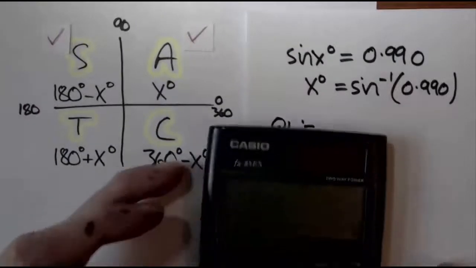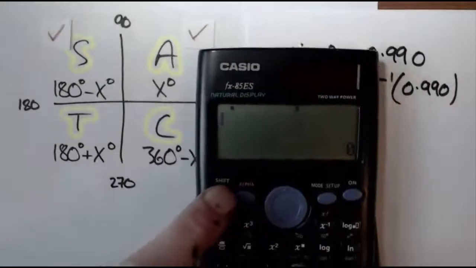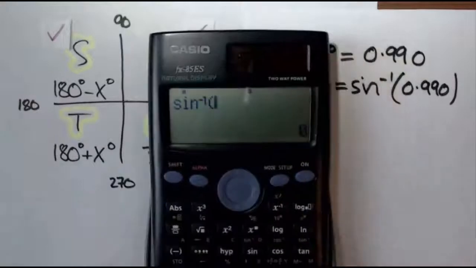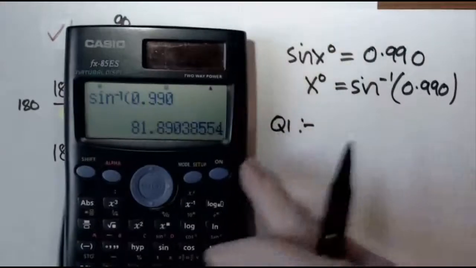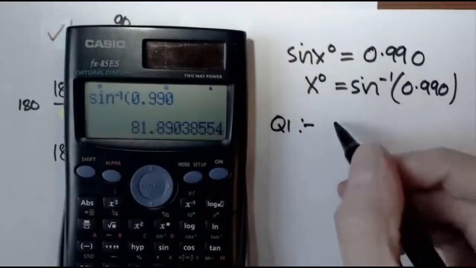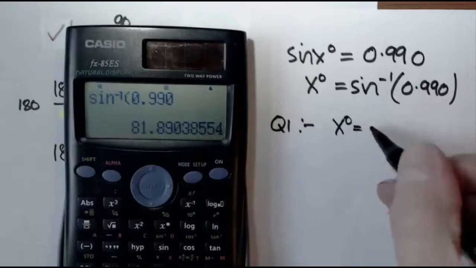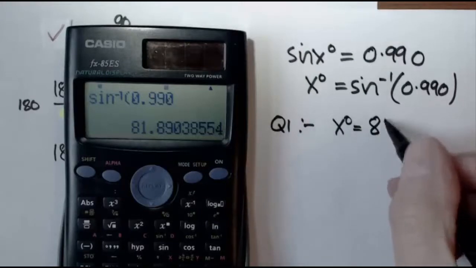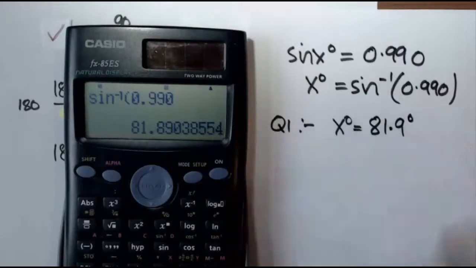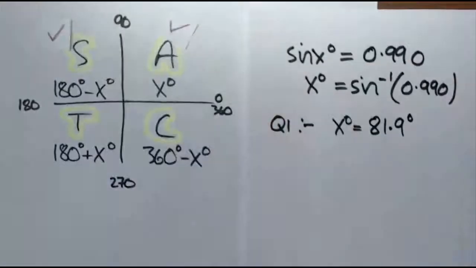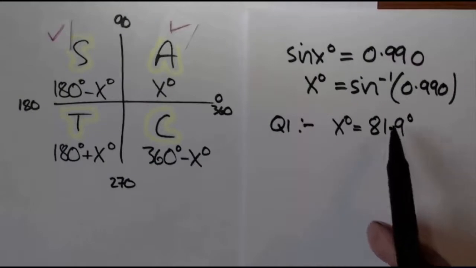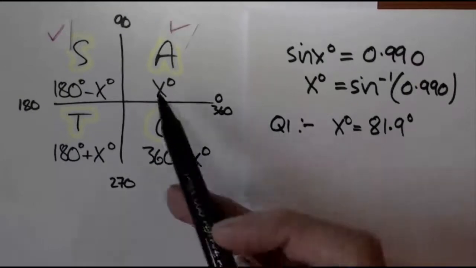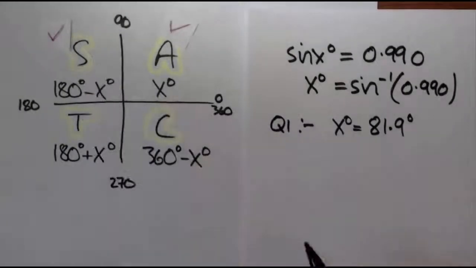So you just put that in the calculator, in this one, shift sine, 0.990. So in quadrant 1, the value of x is 81.9 degrees. Now we've got another value to find for x, because x can take 81.9 degrees in quadrant 1, but it also takes another value when it's in quadrant 2.